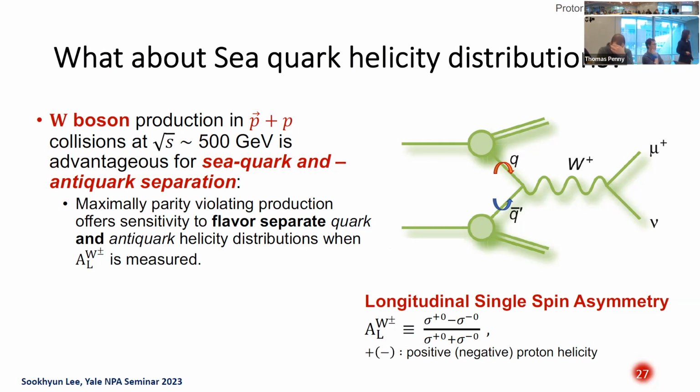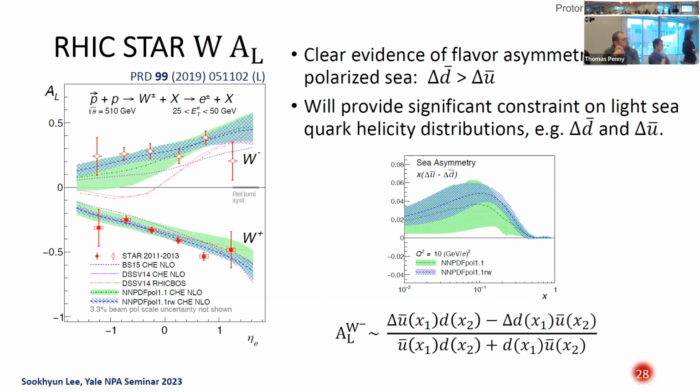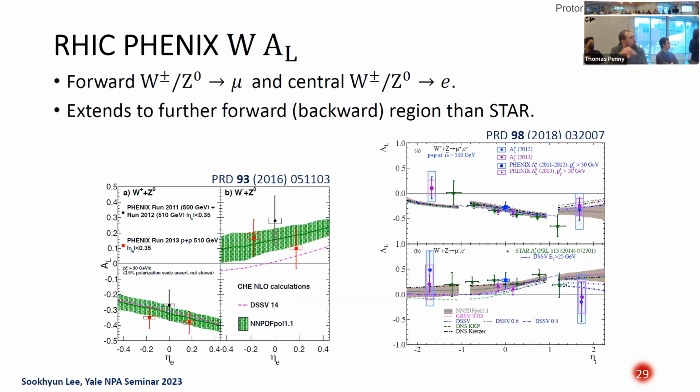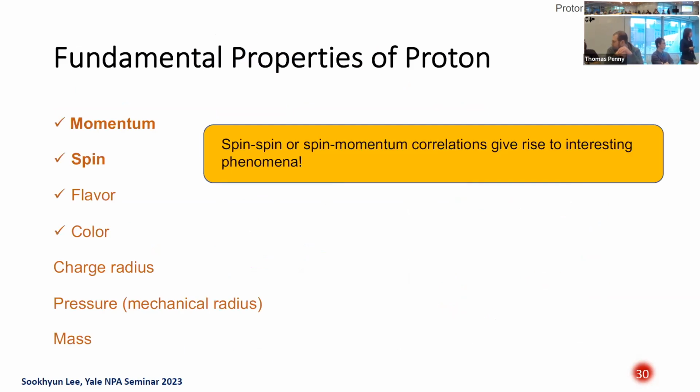The longitudinal single spin asymmetry is defined by the asymmetry between the positive and negative helicity. Here, you only have one beam polarized longitudinally. So STAR measured the W asymmetries, and the impact, shown in the shaded band, showed clear evidence of flavor asymmetry in the polarized sea. You see that here the uncertainty is really small, safe enough to say that there's asymmetry in the polarized sea. And PHENIX also measured the same asymmetry, and we've seen consistent results, and we also extended the rapidity range. So this was the W program that we've done.